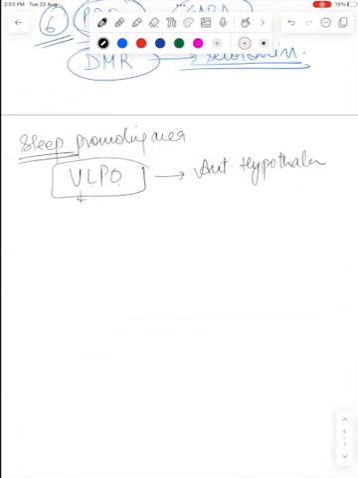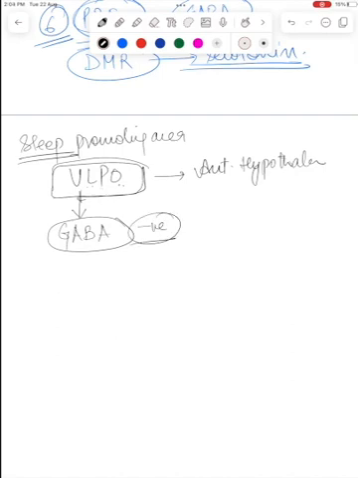So within the hypothalamus, there is this center known as the VLPO or ventrolateral preoptic nucleus, which is principally responsible for promoting sleep. Now this is going to release two principal neurotransmitters. First is the GABA, which as expected acts as the negative or inhibitory neurotransmitter, and it also releases galanin. So these are the two neurotransmitters which are released by VLPO.